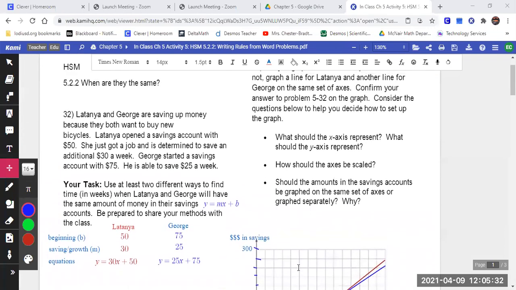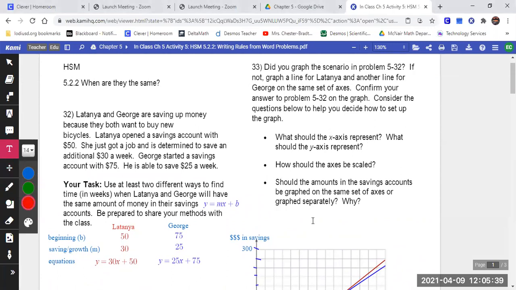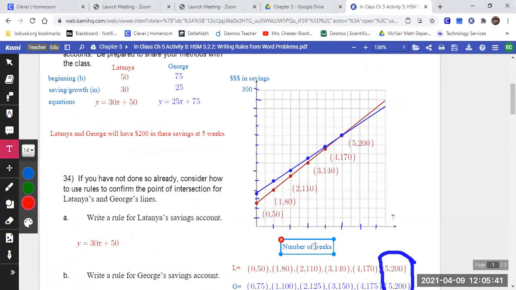We went ahead and answered these questions on the graph. We now need to answer them here. What did the X's stand for? What did we say?